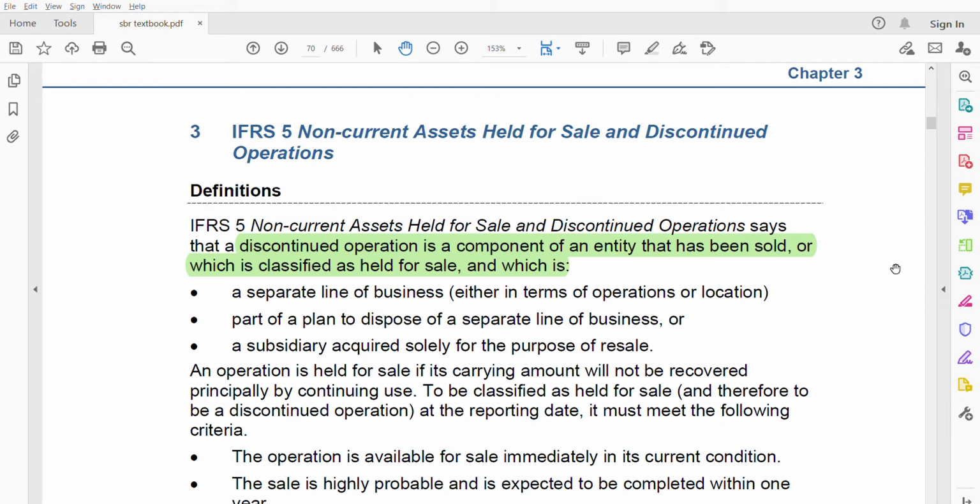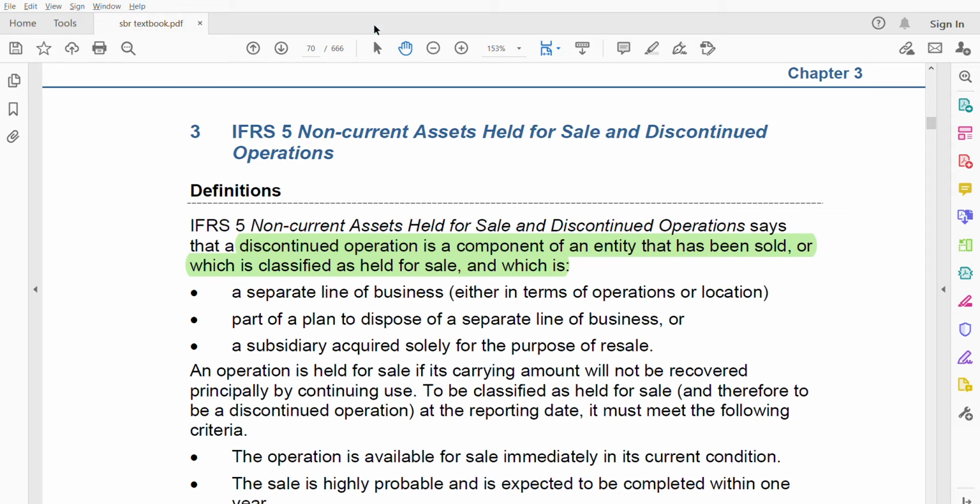So today's standard is IFRS 5. This is a short standard, not lengthy, but it's a very important standard because this standard keeps on coming. It deals with two things: one is non-current assets held for sale and the other one is discontinued operations. Here we are going to cover the definitions mostly and also how you present them in the financial statements.